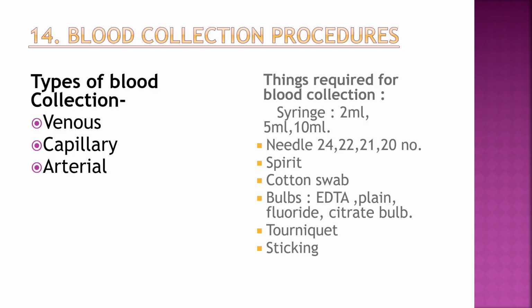Hello students, today we will have the blood collection procedure lecture. Blood collections are of three types: venous, capillary and arterial. First we will see the things required for blood collection. What should be there in your blood collection kit?